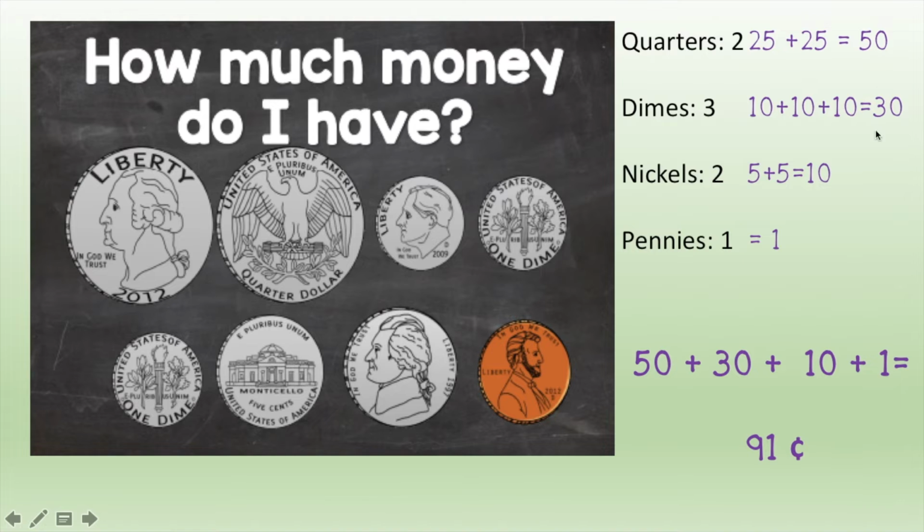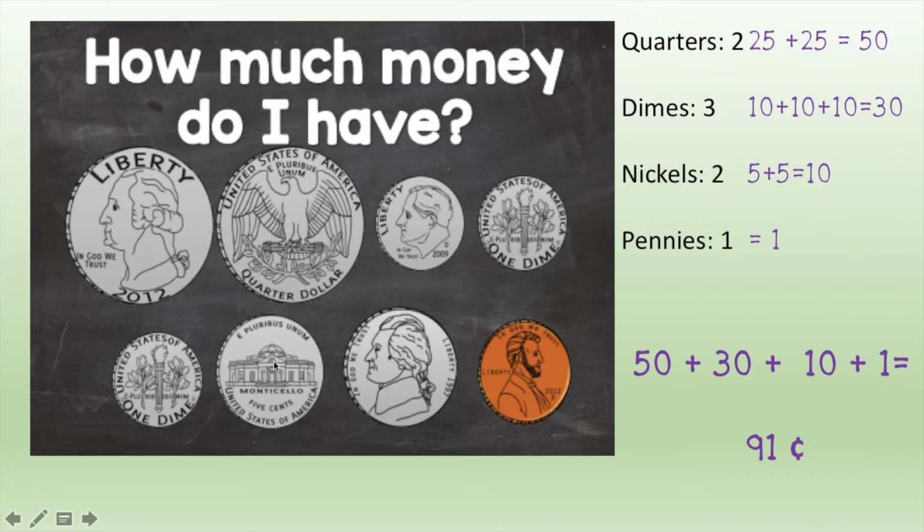Now, as you can see, I've got a bunch of math going on here, and I'm going to explain this to you right now. If I have 2 quarters, that is 25 cents plus 25 cents, which gives me 50 cents. I'm going to keep that up here for now and move on to my dimes. I know I have 3 dimes. So that's 10 plus 10 plus 10, which gives me 30. Going to leave that in the dimes column for now.